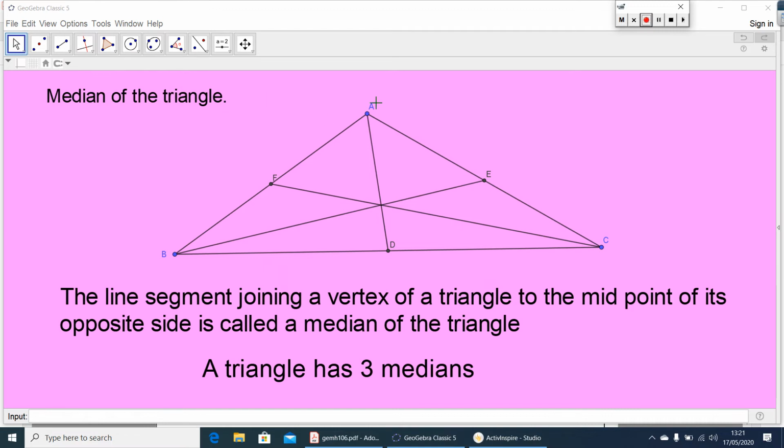You write the side and median of the triangle, draw this figure and write the definition, and also write that a triangle has 3 medians.